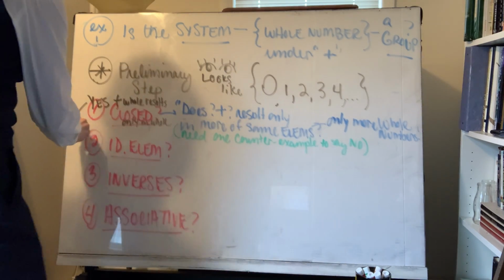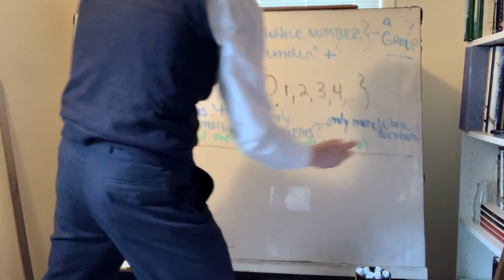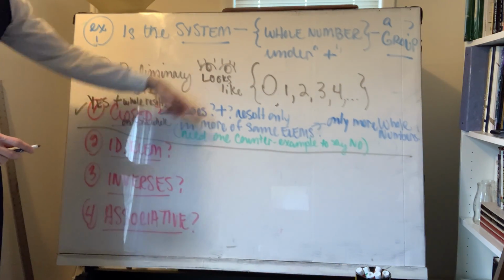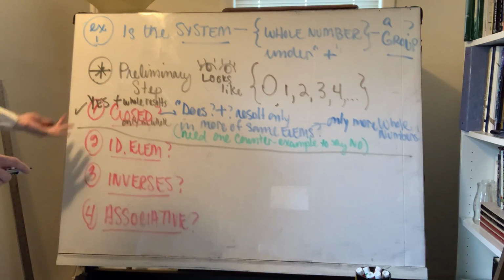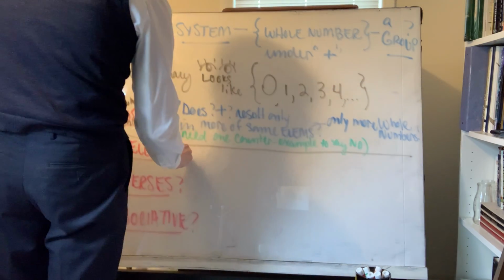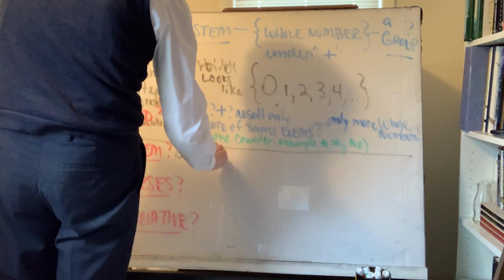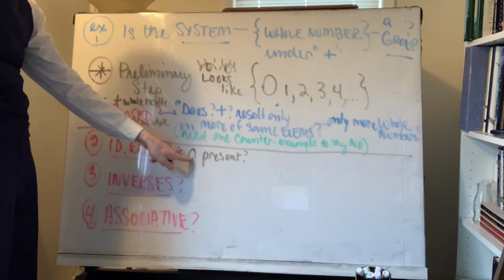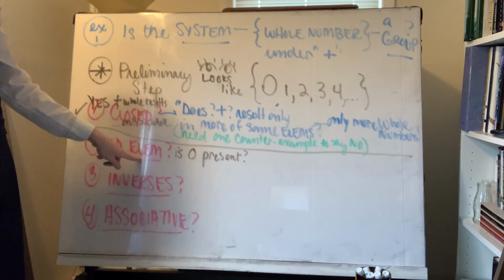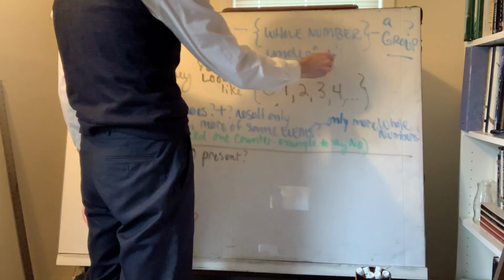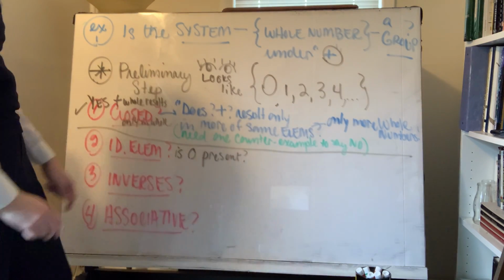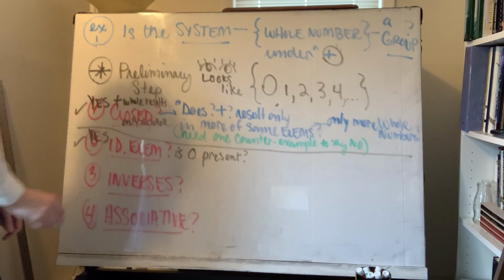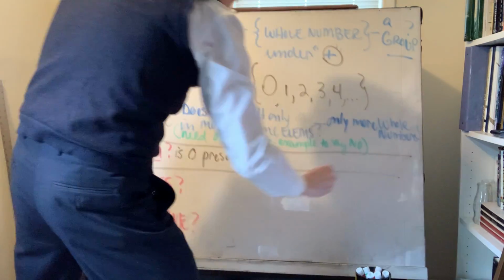Next thing, is the appropriate identity element present in the set? The identity element, is 0 present in the set? 0 is the one that we need as an identity element because we're talking about what operation? Addition, right? So you would say yes, 0 is present. Next one.